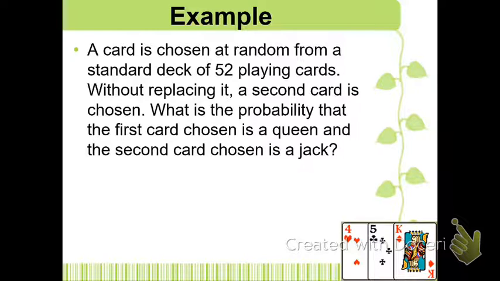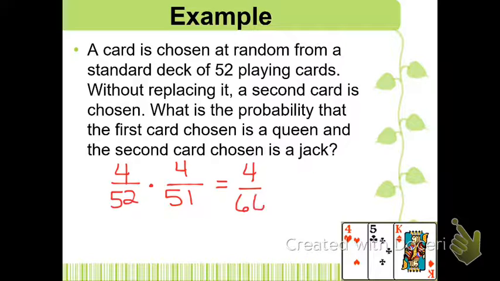So when I go to pull the first card, there's a 4 out of 52 chance that I'll get a queen. Once I've taken that queen out of the deck, there's only 51 cards left in the deck, 4 of which are jacks. So the chance of getting a jack on the second draw after I've already taken one card out is 4 out of 51. When I multiply and simplify this, I get 4 out of 663.